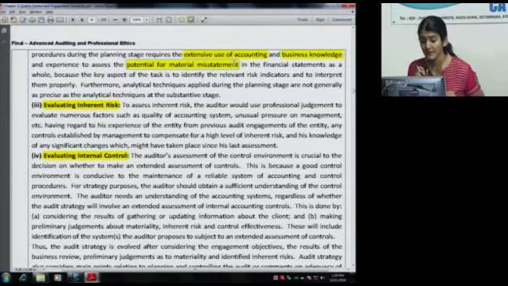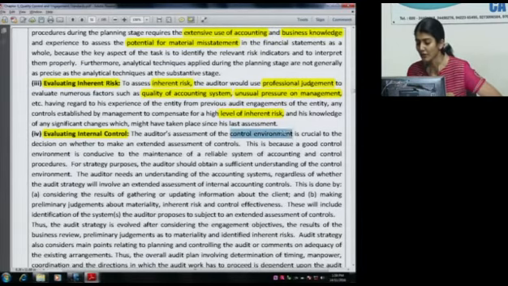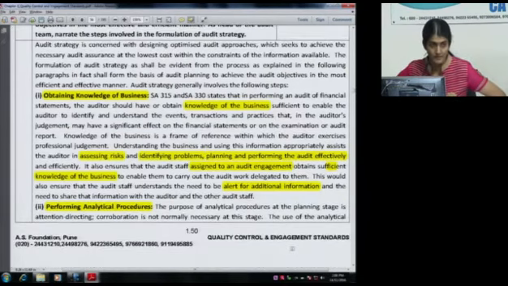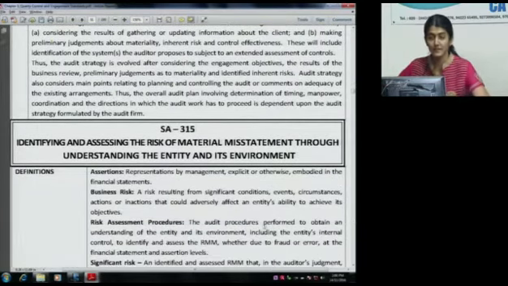The third one, to assess inherent risk, the auditor would use his professional judgment to evaluate numerous factors. See, quality of accounting system, unusual pressures on management. So these are examples of RMM at financial statement level and assertion level. So high level of inherent risk. And then it says understanding the control environment is crucial to the decision on whether to make an extended assessment of the controls. Right, so what are the points in formulation of audit strategy? One, it talks about the knowledge of client's business, performing analytical, evaluating the inherent risks, and evaluating the internal controls.